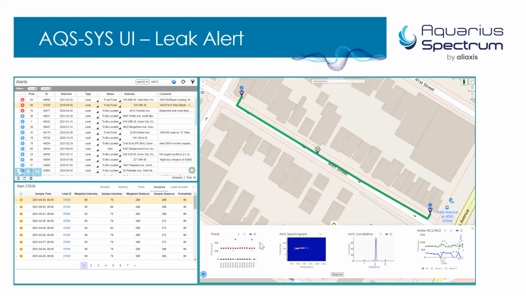So those are tools that are used by our analysts in Aquarius that will see the network every day, basically, of our clients, wherever they are in the world.